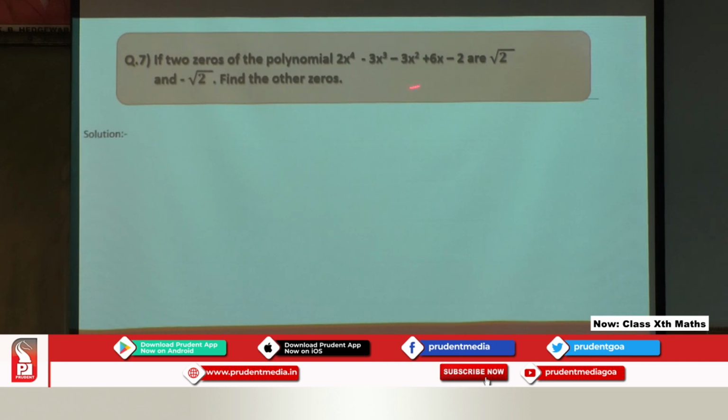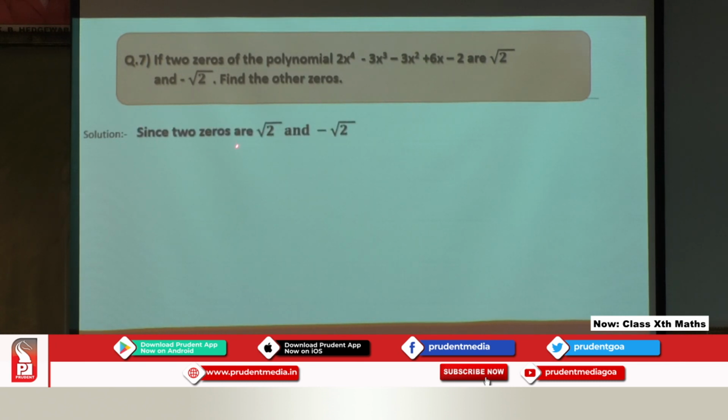In this question, two zeros are given. They are root 2 and minus root 2. These two are the zeros of the given polynomial. In this question, we should find out the other two zeros now. How to find out the other two zeros? Let us see.